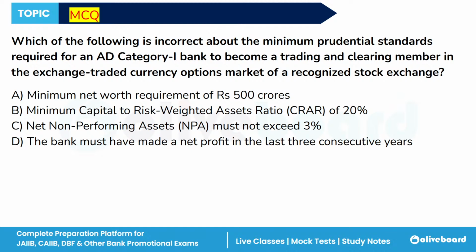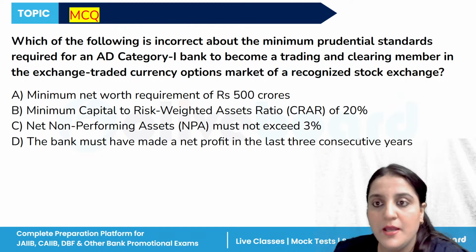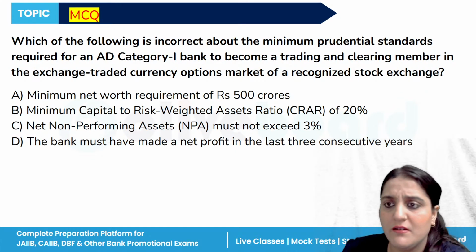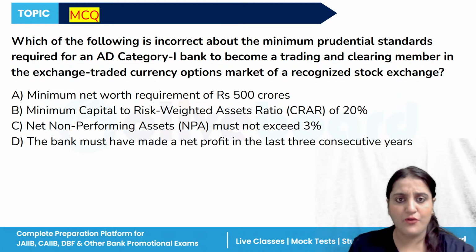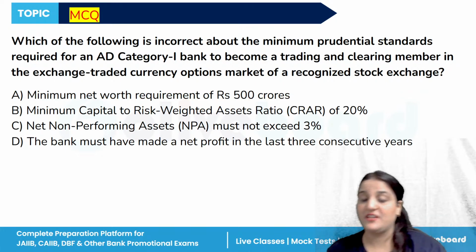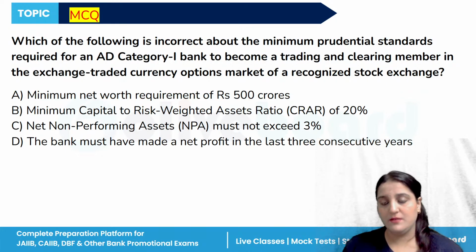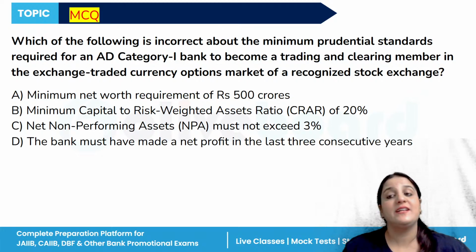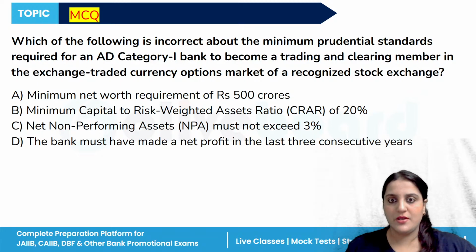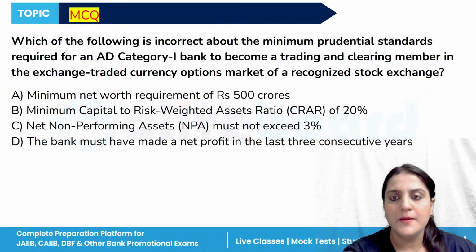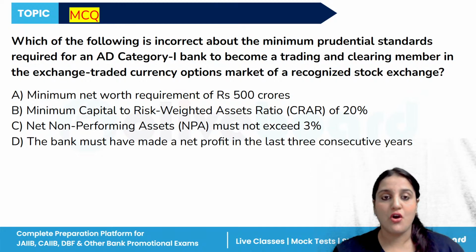Now tell me which of the following is incorrect about the minimum prudential standards which are required for an AD category 1 bank to become a trading and clearing member in the exchange traded currency options of a recognized stock exchange.